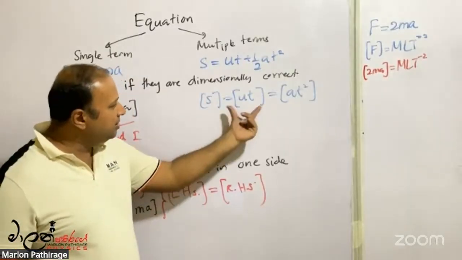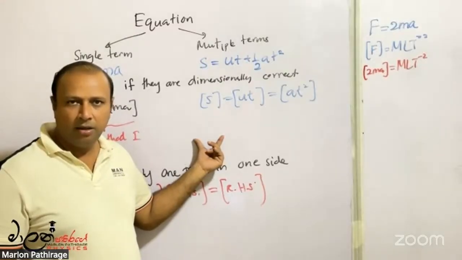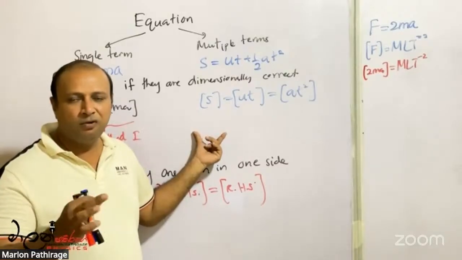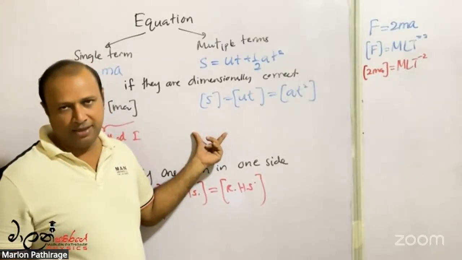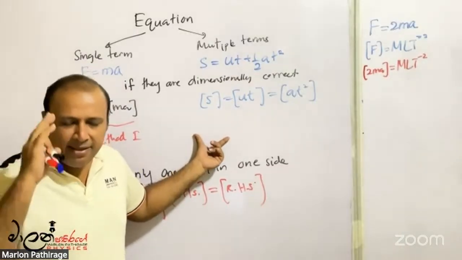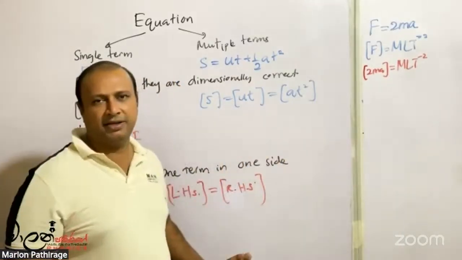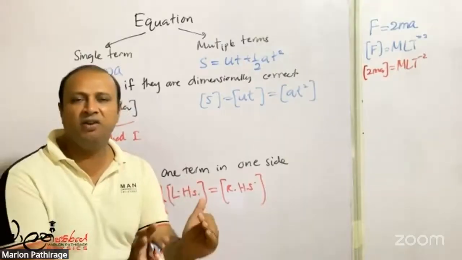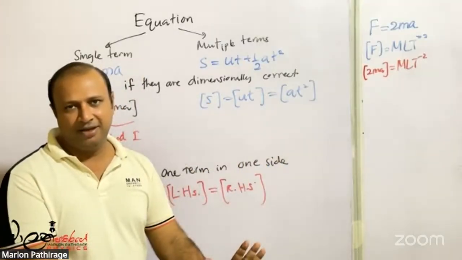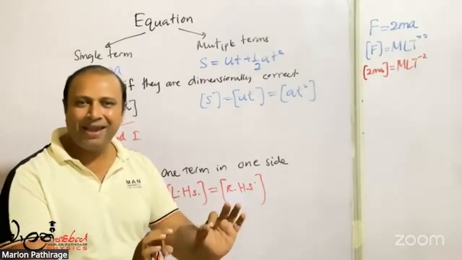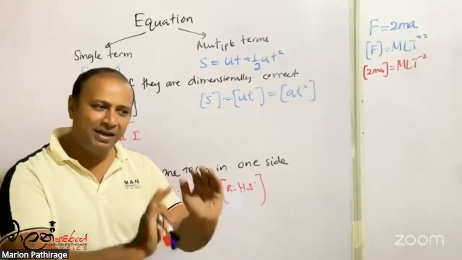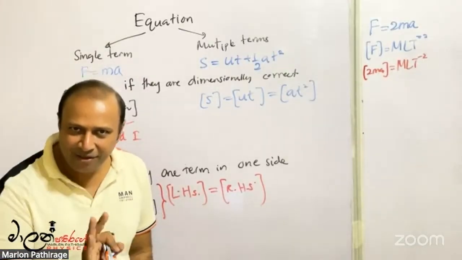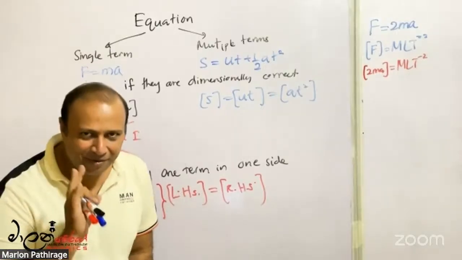If all the dimensions are equal, although all the dimensions are equal, you cannot say this equation is correct. Therefore, you can only say one thing: this equation is dimensionally correct. That means all the terms have the same dimension. So you can determine the accuracy of dimensions of that equation only. Is that correct? If it is okay, please raise the hand.